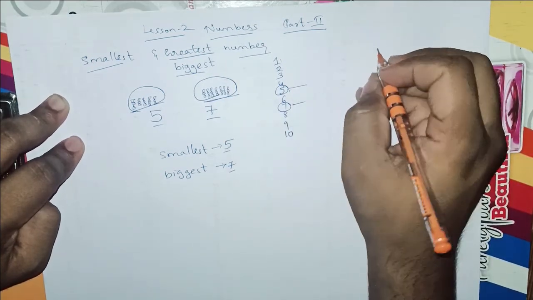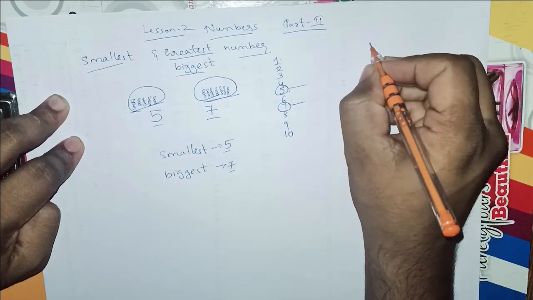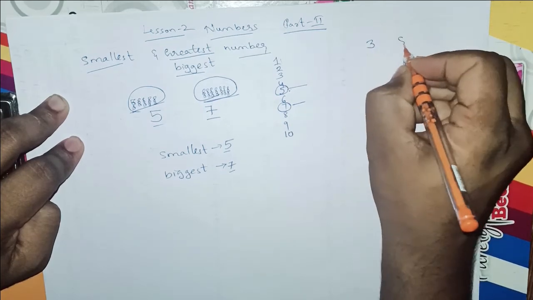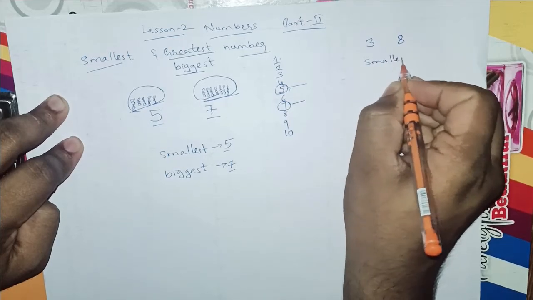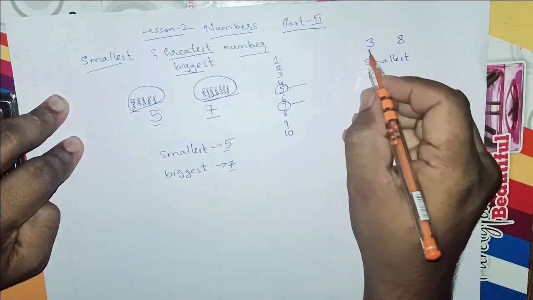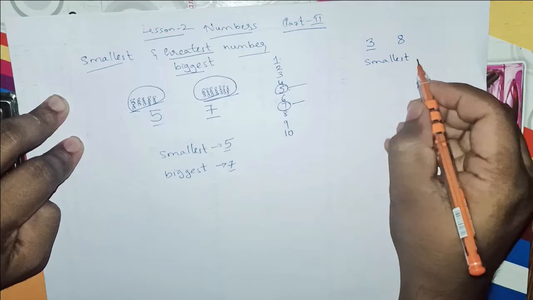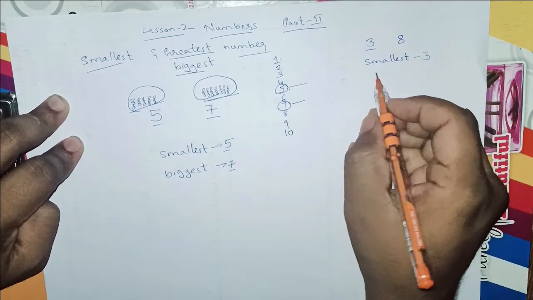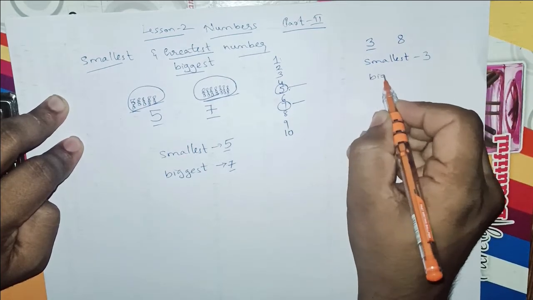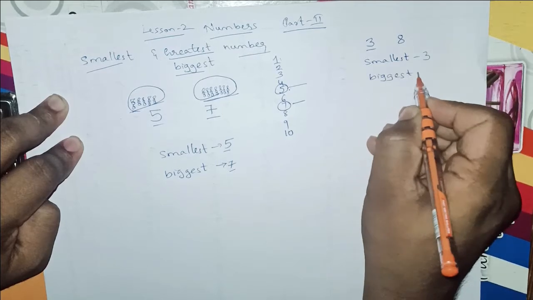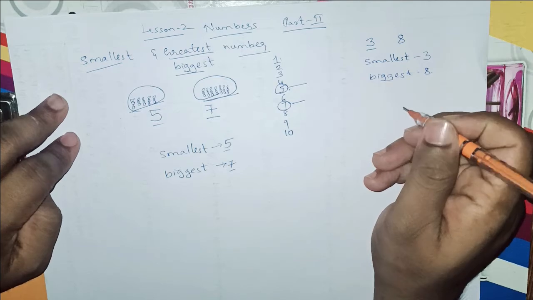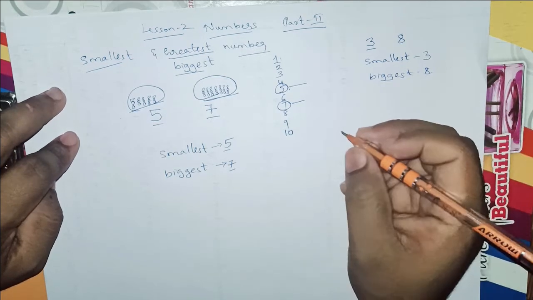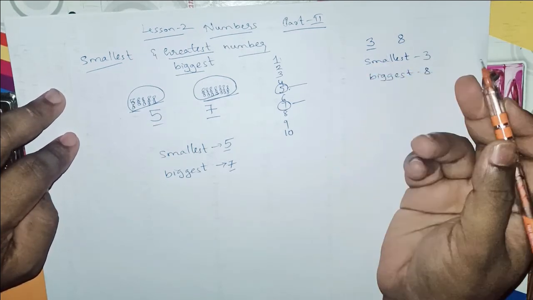Let me give you one more example. Say 3 and 8. Tell me which is the smallest one here. 3 comes first, so 3 will be the smallest one. Then the biggest one will be 8. Clear with this concept? So this is all about single digit.